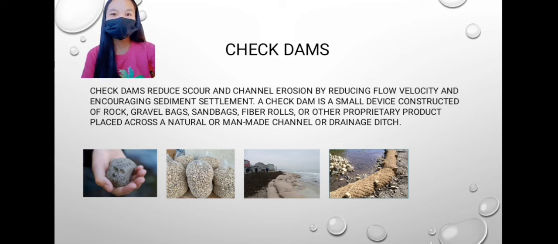Check dams reduce gully and channel erosion by reducing flow velocity and encouraging sediment settlement. A check dam is a small device constructed of rock, gravel bags, sandbags, fiber rolls, or other proprietary product placed across a natural or man-made channel or drainage ditch.